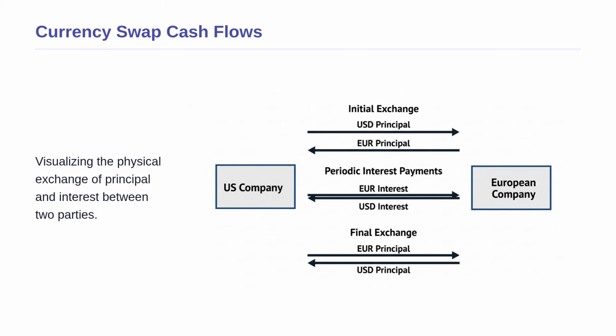In the middle, we see the periodic interest payments flowing back and forth throughout the life of the contract. Finally, at the bottom, the final exchange occurs. The original principal amounts are traded back, so each company can pay off its local bank. This visual perfectly captures the mutual benefit of the swap.